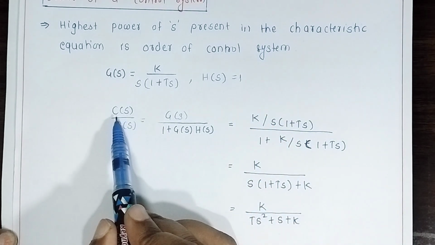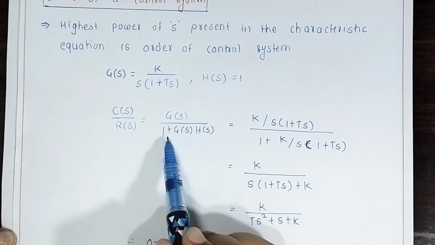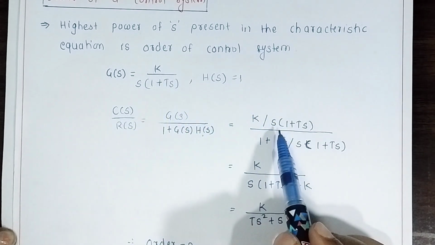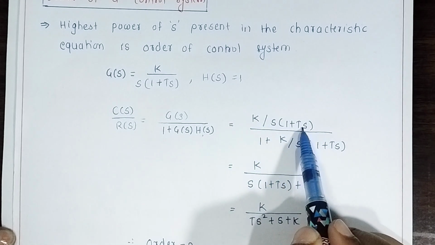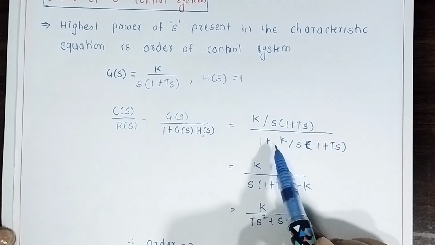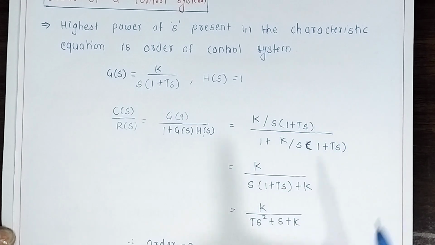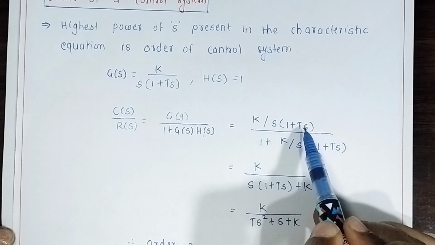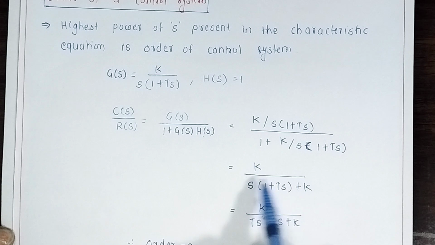So what is its closed loop transfer function? C(s)/R(s) = G(s) / (1 + G(s)H(s)). If you substitute G(s) and H(s) in this equation, it is (K / (s(1 + Ts))) divided by (1 + K / (s(1 + Ts))). And if you rearrange the equation, the denominators s(1 + Ts) will cancel each other, and what remains is K / (s(1 + Ts) + K).